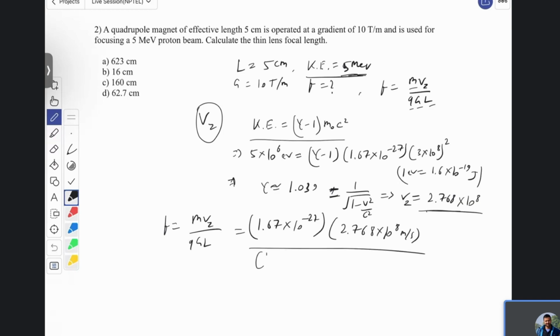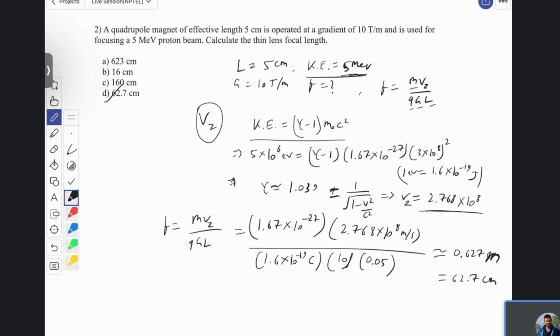Then charge is 1.6 into 10 to the power minus 19 coulomb. Magnetic field gradient is 10, and the length is given as 0.05 meter. So solving this, you will get 0.627 meters, which is 62.7 centimeter. So option B is correct. This way you can solve this kind of problem.